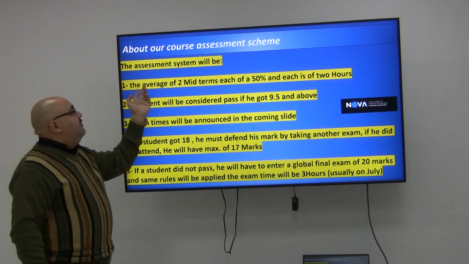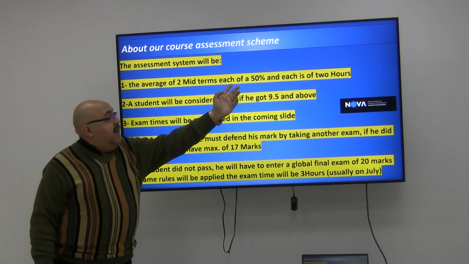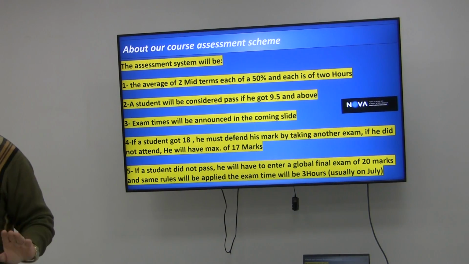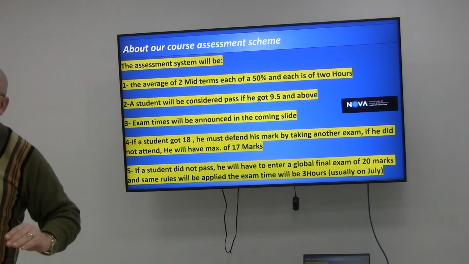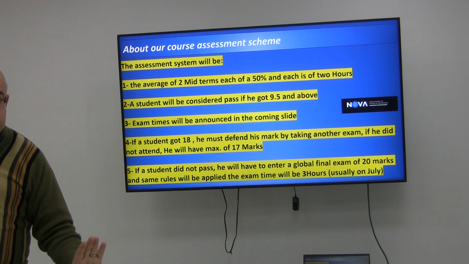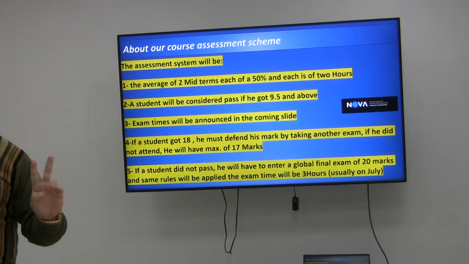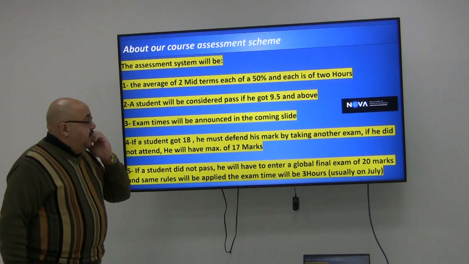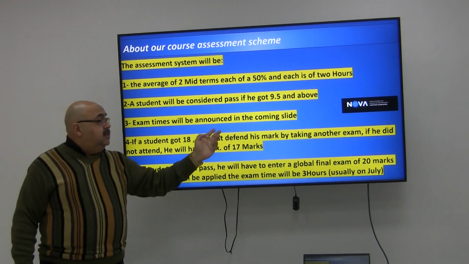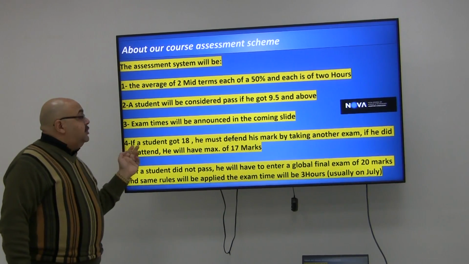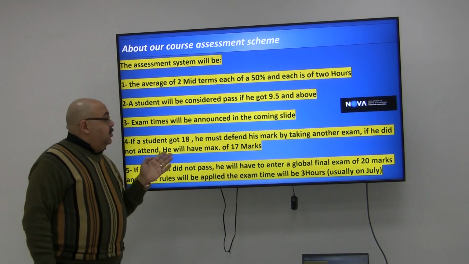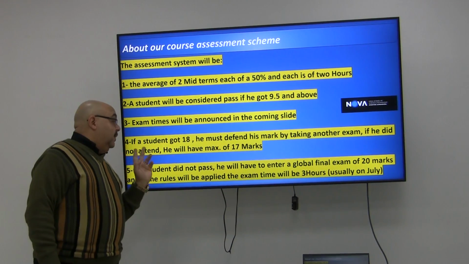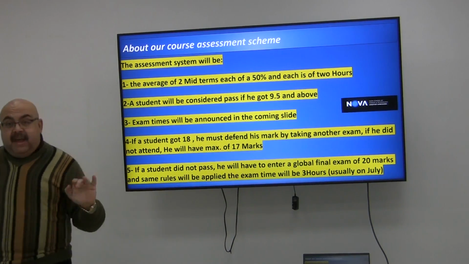As I told you, we have an average of 2 midterms. The weight is 50% for each one of them. Do the best that you can to get greater than 9.5, and you will be approved for this semester through the two exams. A student will be considered pass if they get more than 9.5. Exam times will be announced in the coming slide. If a student got 18, you will have to have another exam to defend this grade. If you didn't participate in this exam, you will be capped at 17.